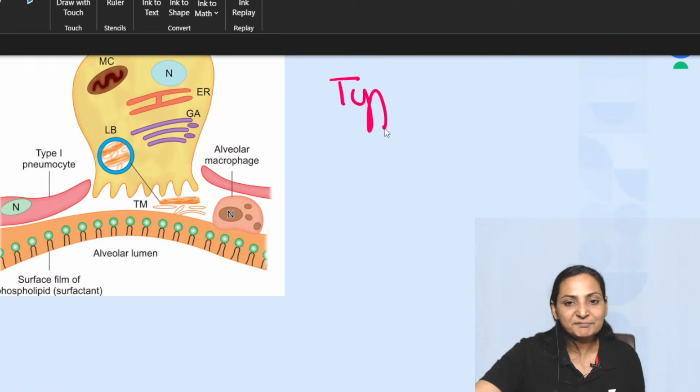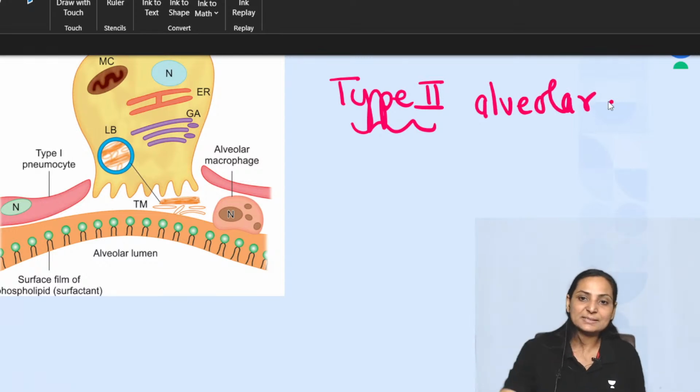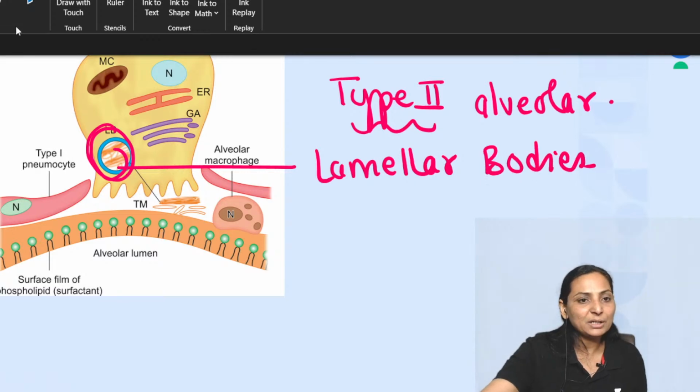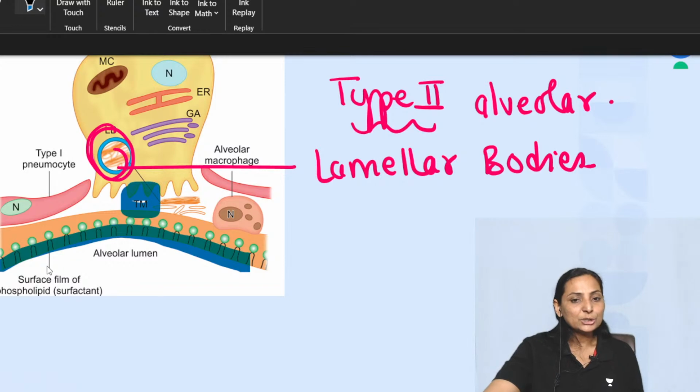This surfactant is secreted by the type 2 alveolar epithelial cells, which are also called the granular cells. This is a very important structure. This is called the lamellar bodies, and it is these lamellar bodies which are going to form this layer of phospholipid, because they form what is called our tubular myelin, right?